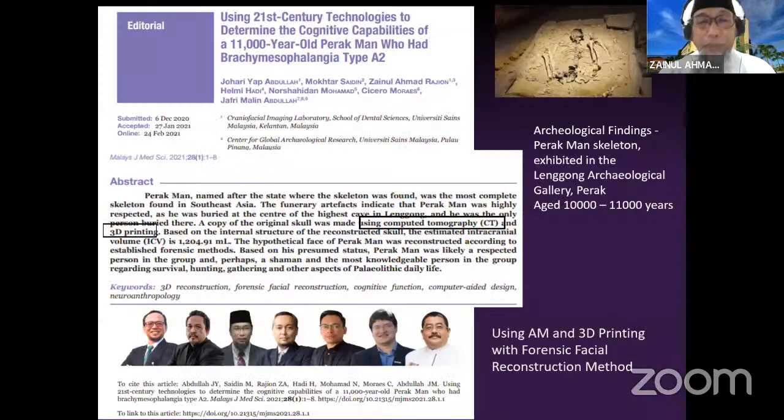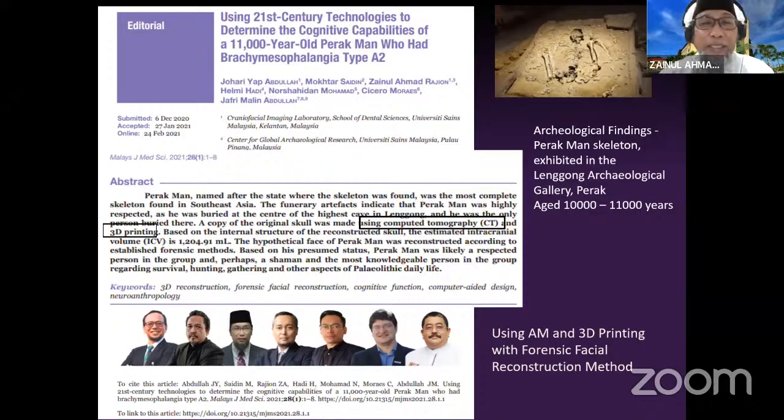This is an example showing some medical data. I would like to share it with you because it is quite interesting. I think in certain countries they have some archaeological skeletons. In Malaysia we found archaeological findings, which we call Perak man, and the age of this particular skeleton is around 10,000 to 11,000 years.